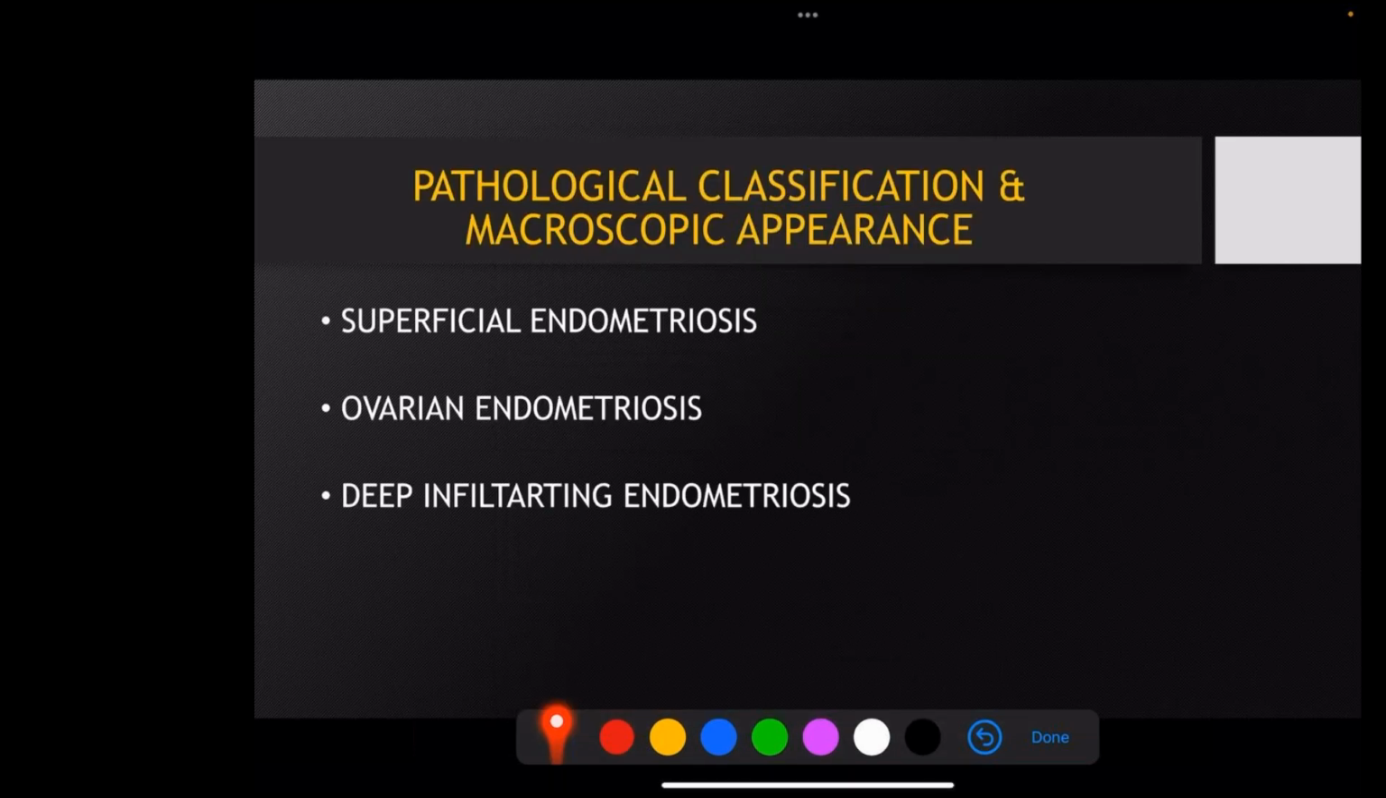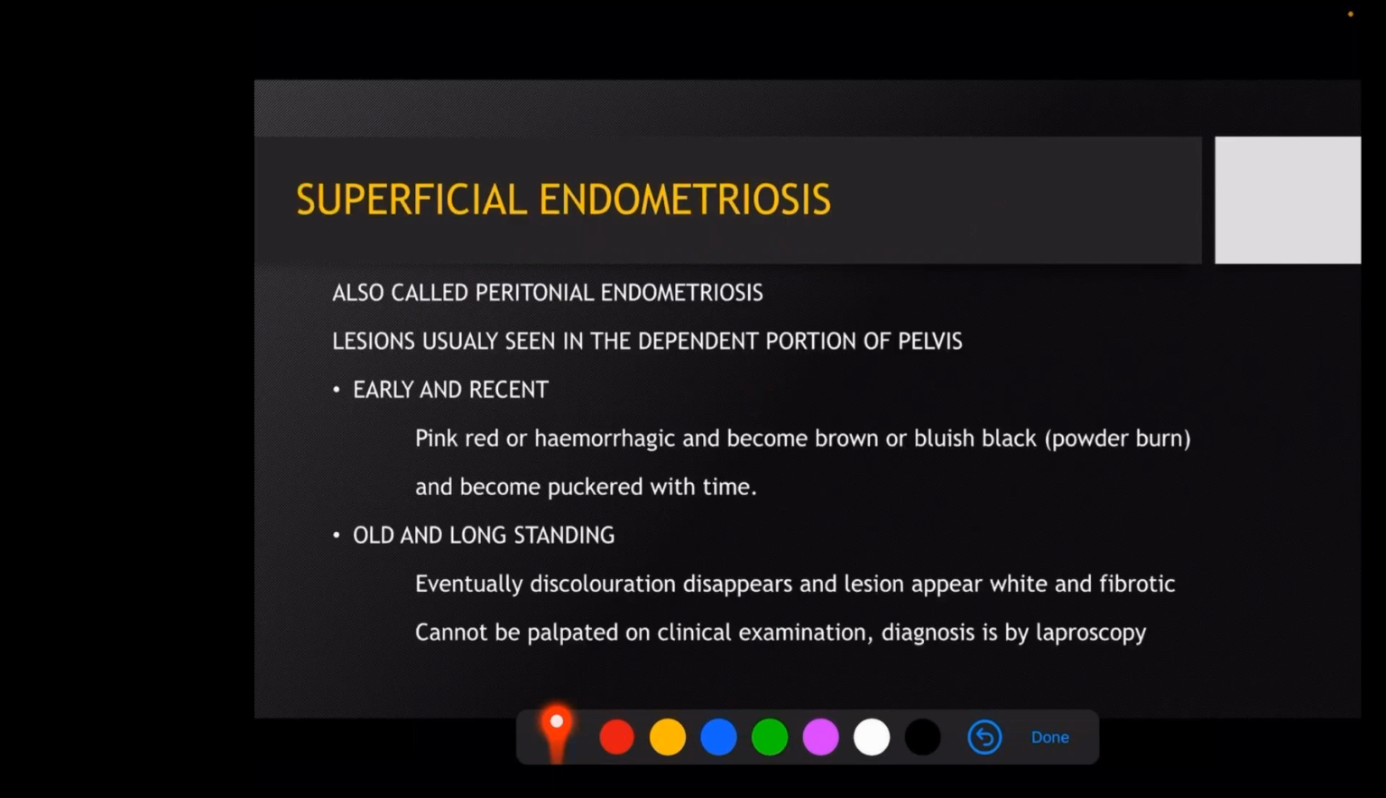Next, another classification: pathological classification of endometriosis and macroscopic appearance. Pathologically, endometriosis is classified into three groups: superficial endometriosis, ovarian endometriosis, and deep infiltrating endometriosis. What is superficial endometriosis? Superficial endometriosis is also called peritoneal endometriosis.